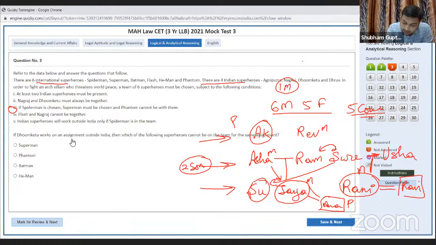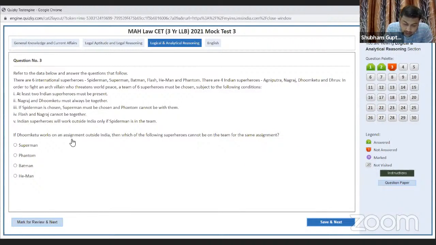So now again I have a different question. Let's read the question. There are 6 international superheroes which are Spider-Man, Superman, Batman, Flash, He-Man, Phantom. There are 4 Indian superheroes, Agniputra, Nagaraj, Dhoomketu and Dhruv. In order to fight an arch villain who threatens world peace, a team of 6 superheroes must be chosen subject to the following condition. At least 2 Indians should be there. So let's make it 2 Indians minimum.